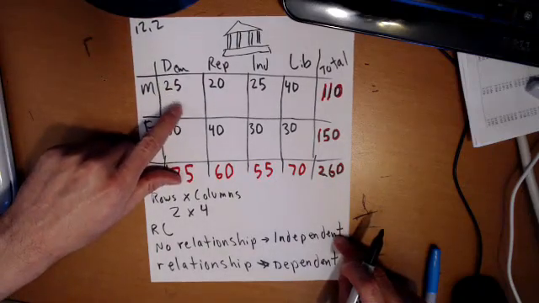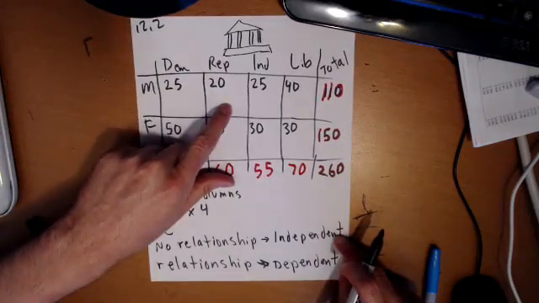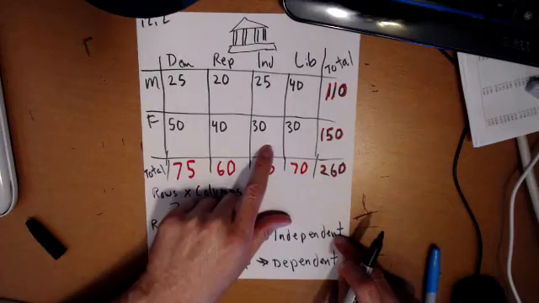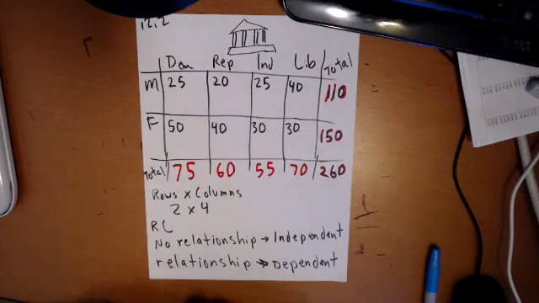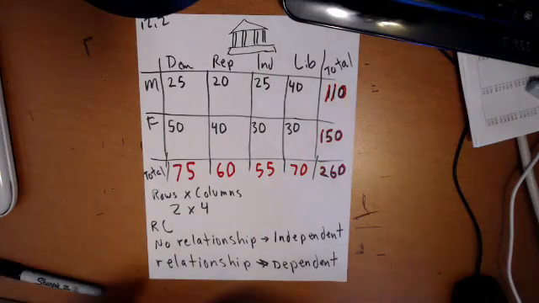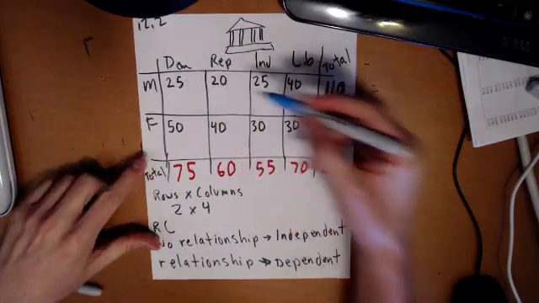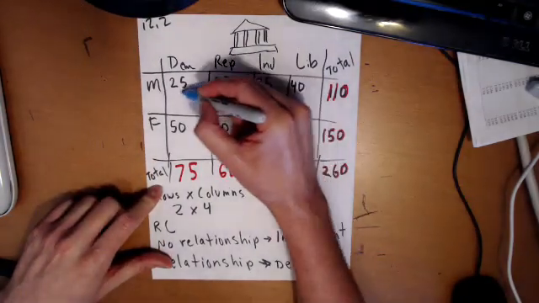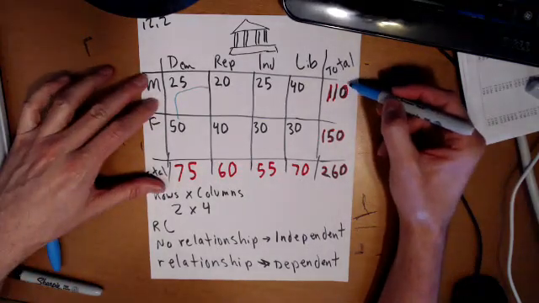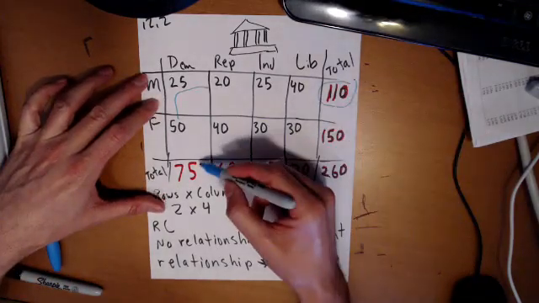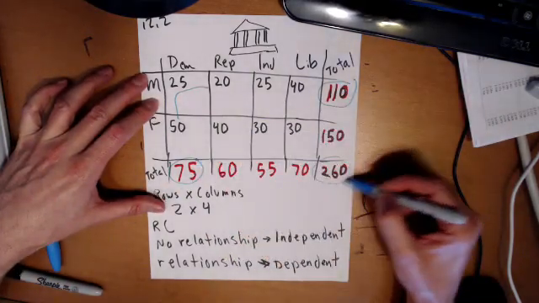So what we're going to figure out is if gender, male or female, and political affiliation are independent, how many male Democrats should there be? How many male Republicans should there be? How many female independents should there be? So one way you could do that, let's say we want to figure out what goes right here. You take the row total times the column total divided by the total total.